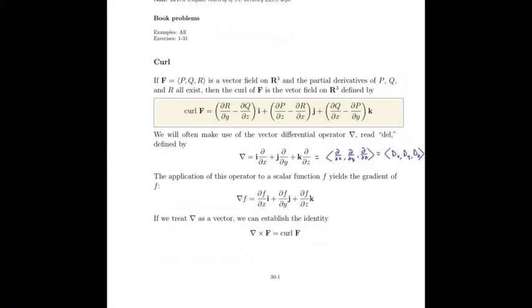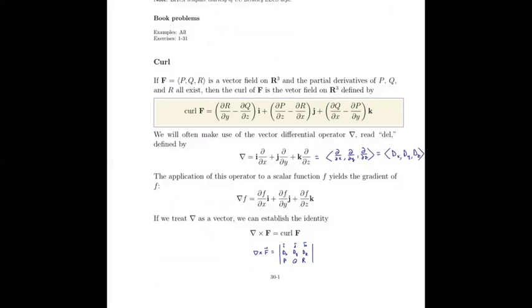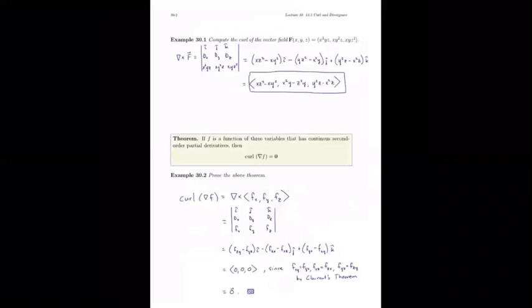The reader can verify that this is the case by noting that del cross F is the determinant with I, J, K on the first row, then partial with respect to X, partial with respect to Y, partial with respect to Z, and then P, Q, R. Carry out that cross product, and we'll find that we get exactly what's in the box up here. So those things should match, and this is a nice notation for writing the curl of a vector field. Let's have a look at an example.